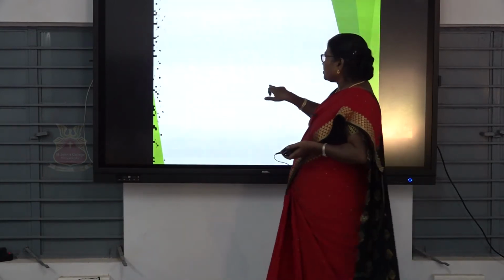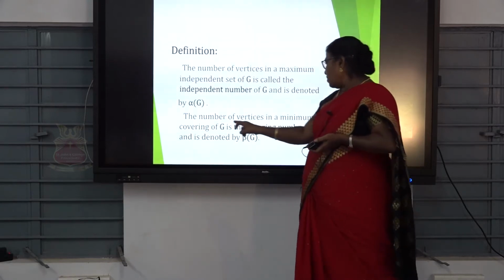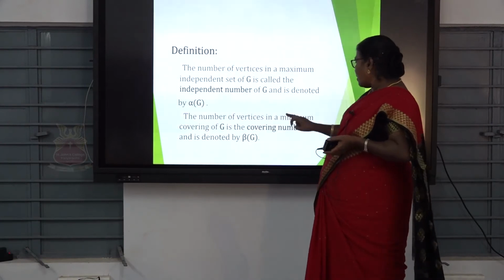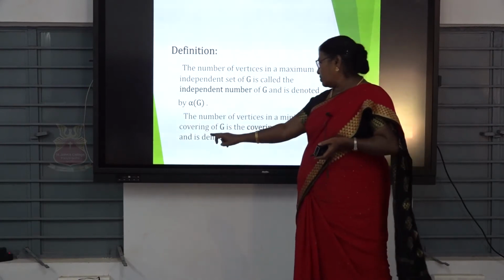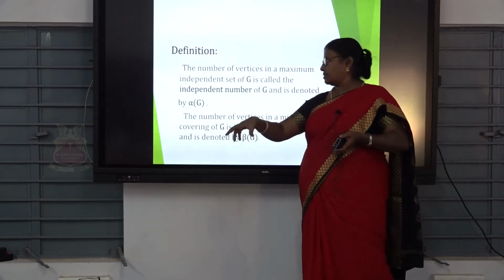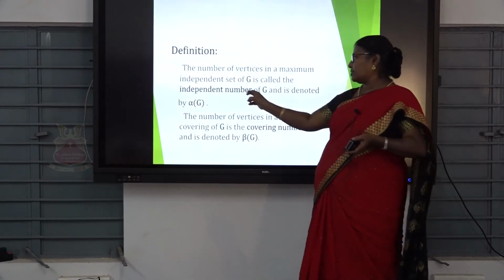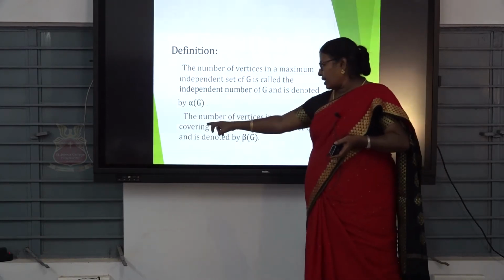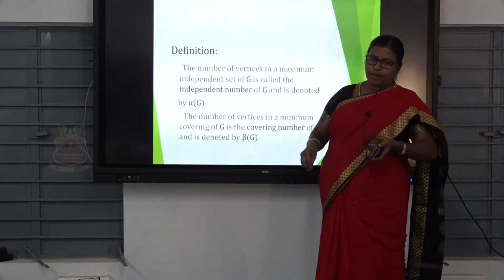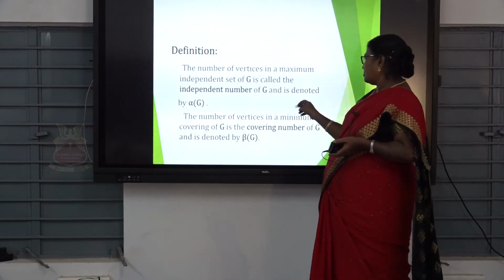Then the next one: the number of vertices in a minimum covering of G is the covering number of G and is denoted by beta of G. So alpha of G means the number of elements in the maximum independent set, known as the independent number, and beta of G means the number of elements in the minimum covering, and it is denoted by beta of G.